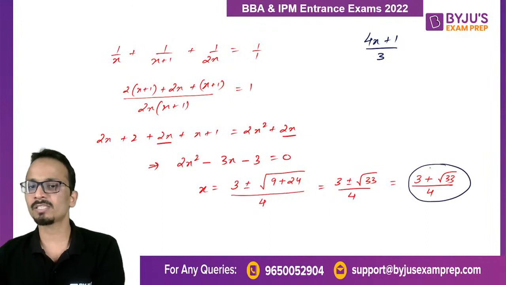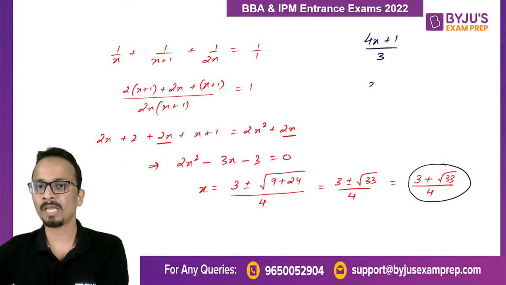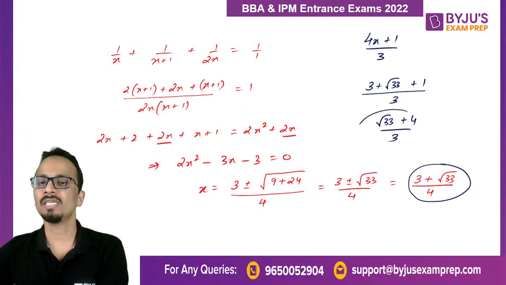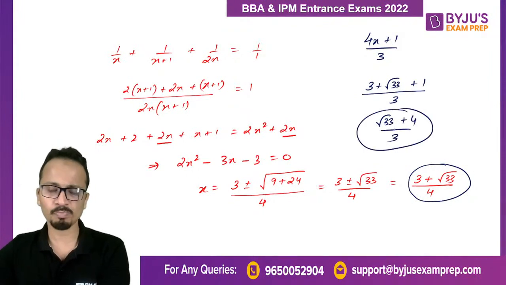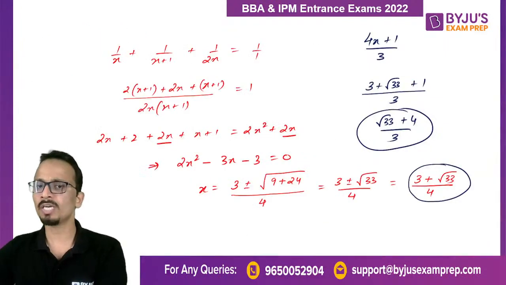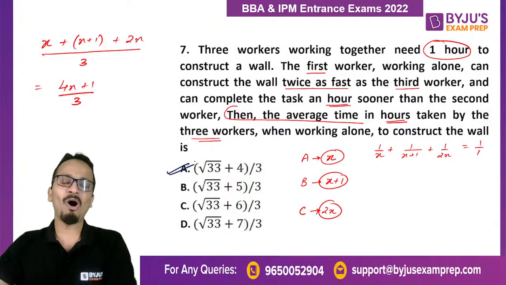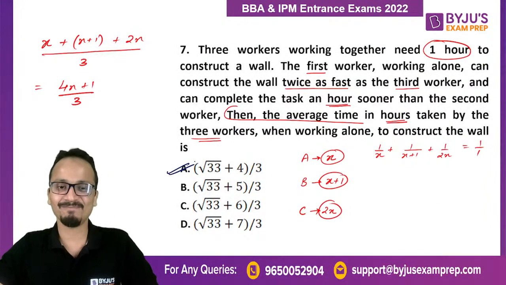So this is x, multiplied by 4. So it will become 3 plus under root 33 plus 1 divided by 3. That is root 33 plus 4 upon 3. This should be our answer. Let's match it from the options. Root 33 plus 4 upon 3, so option A is the correct answer. All right.